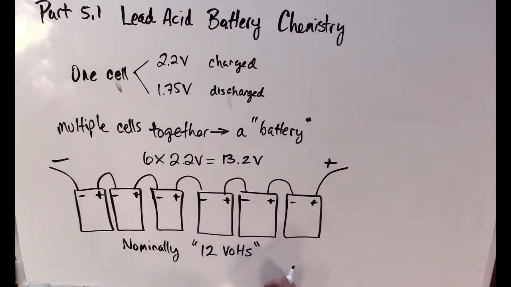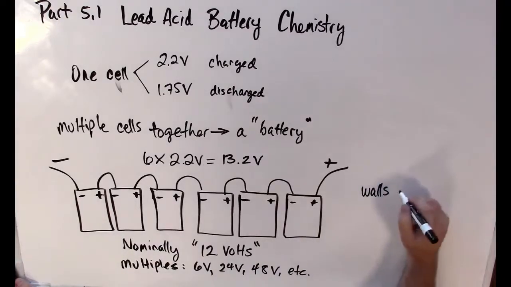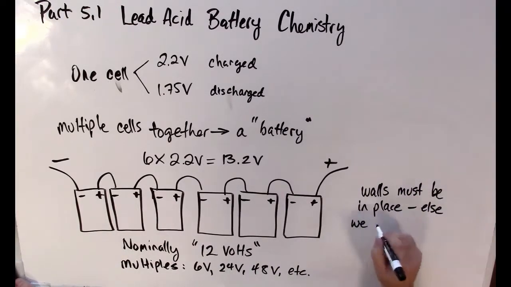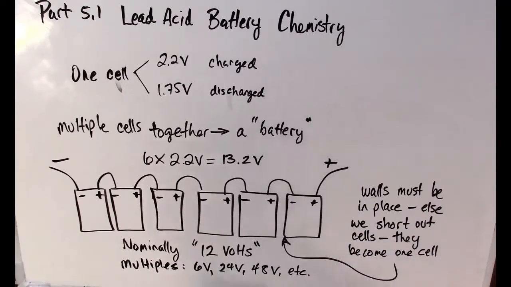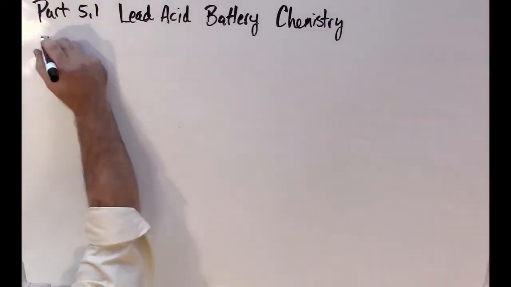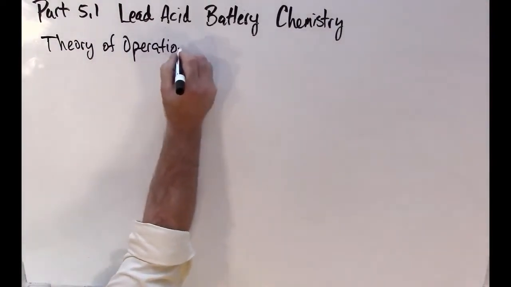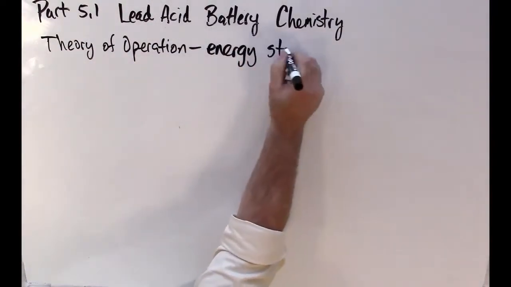Now we normally call this 12 volts because it's 6 times 2 is about 12, and there's other configurations too, 6 and 24 and 48, all in one battery, one collection of cells. Now we have to keep the walls of these individual cells from leaking electrolyte from one to another. So if we let them leak together, they become one cell. So we have to keep the actual liquid electrolyte from mixing.